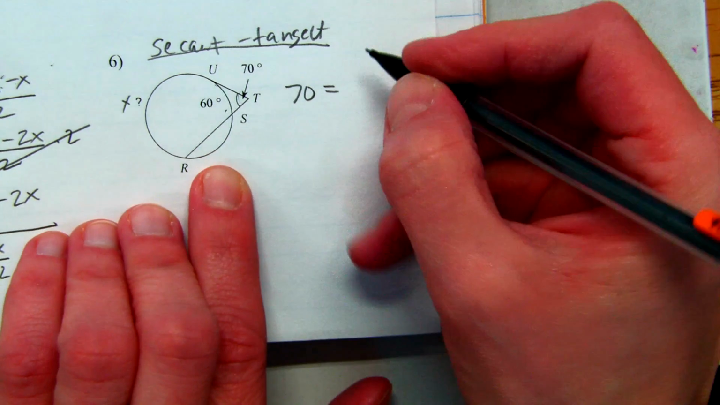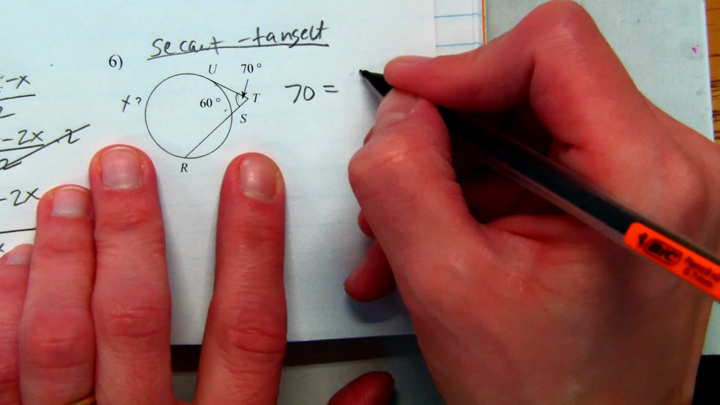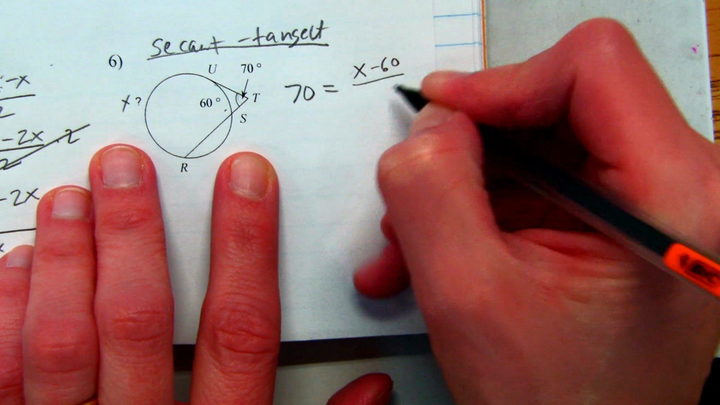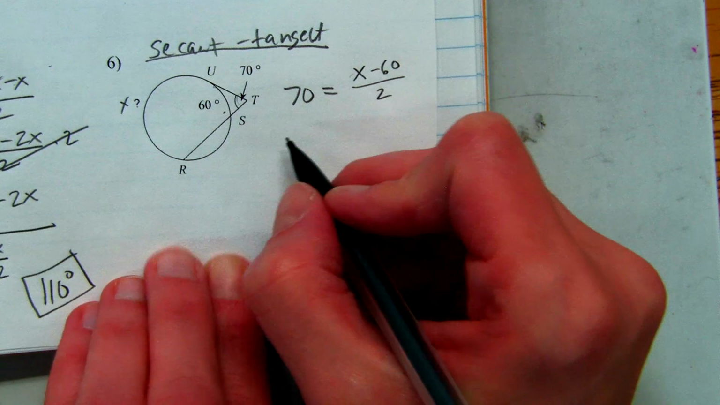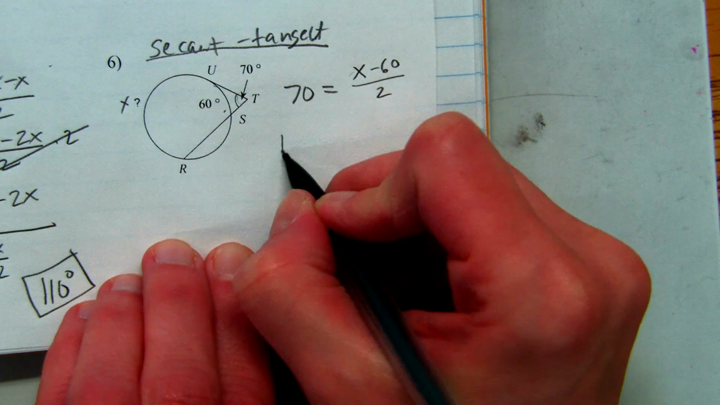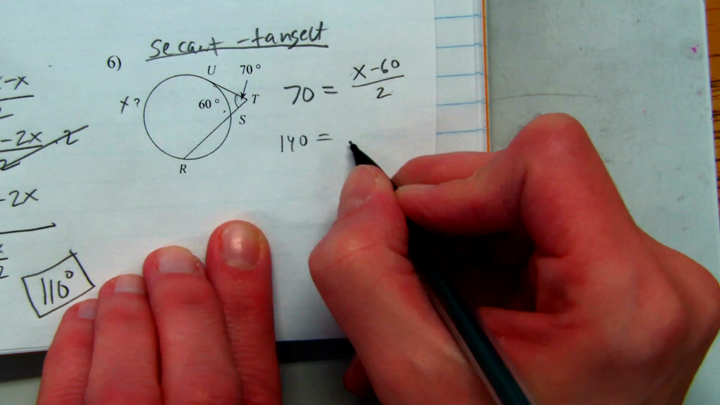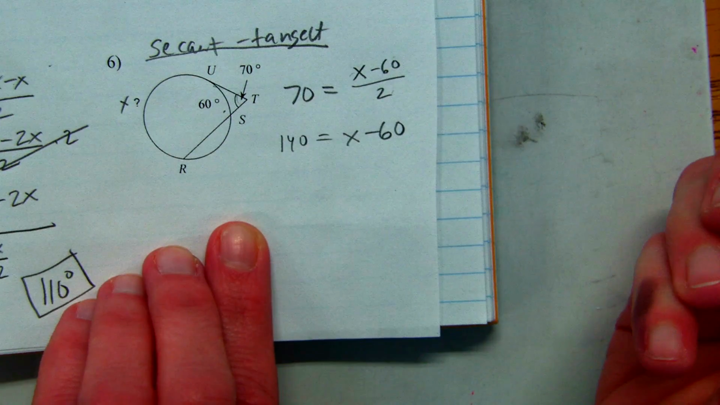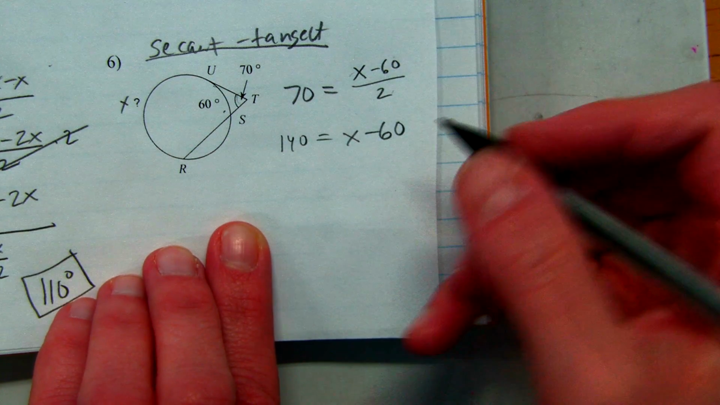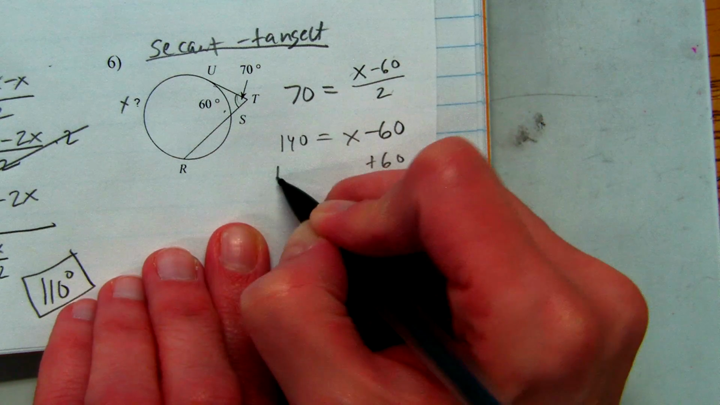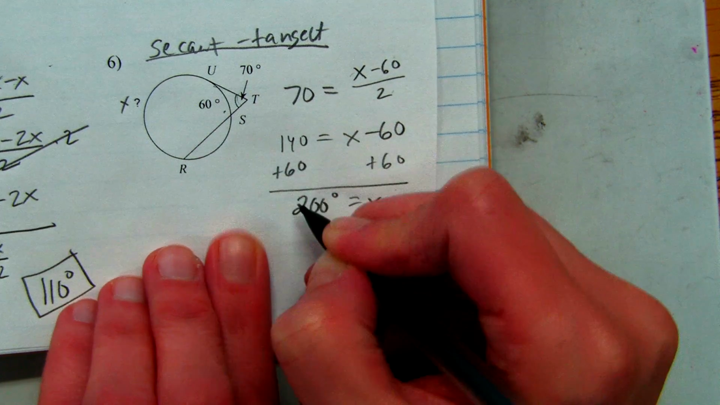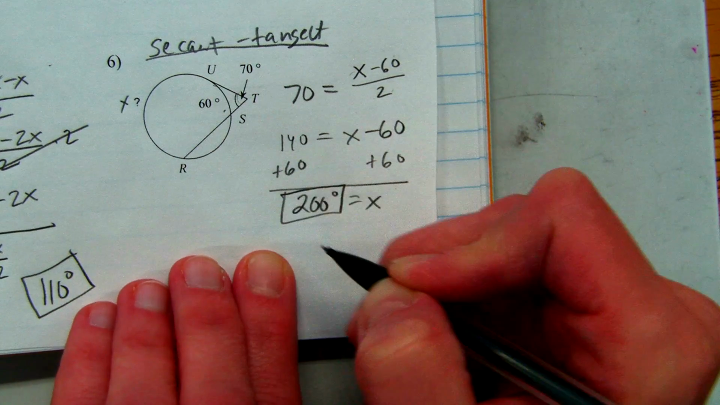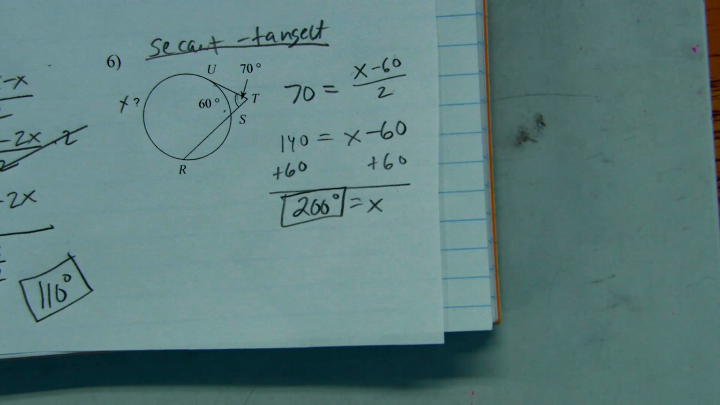So 70 equals, and then this big one to be x minus 60, divided by 2. So we'd multiply both sides by 2. So 2 times 70 is 140. Take this times 2, it goes away. Get x minus 60. And that's not so bad because all I have to do is add 60. Add 60, and make it 200 degrees for my answer. And don't forget the degree mark because they're in degrees.